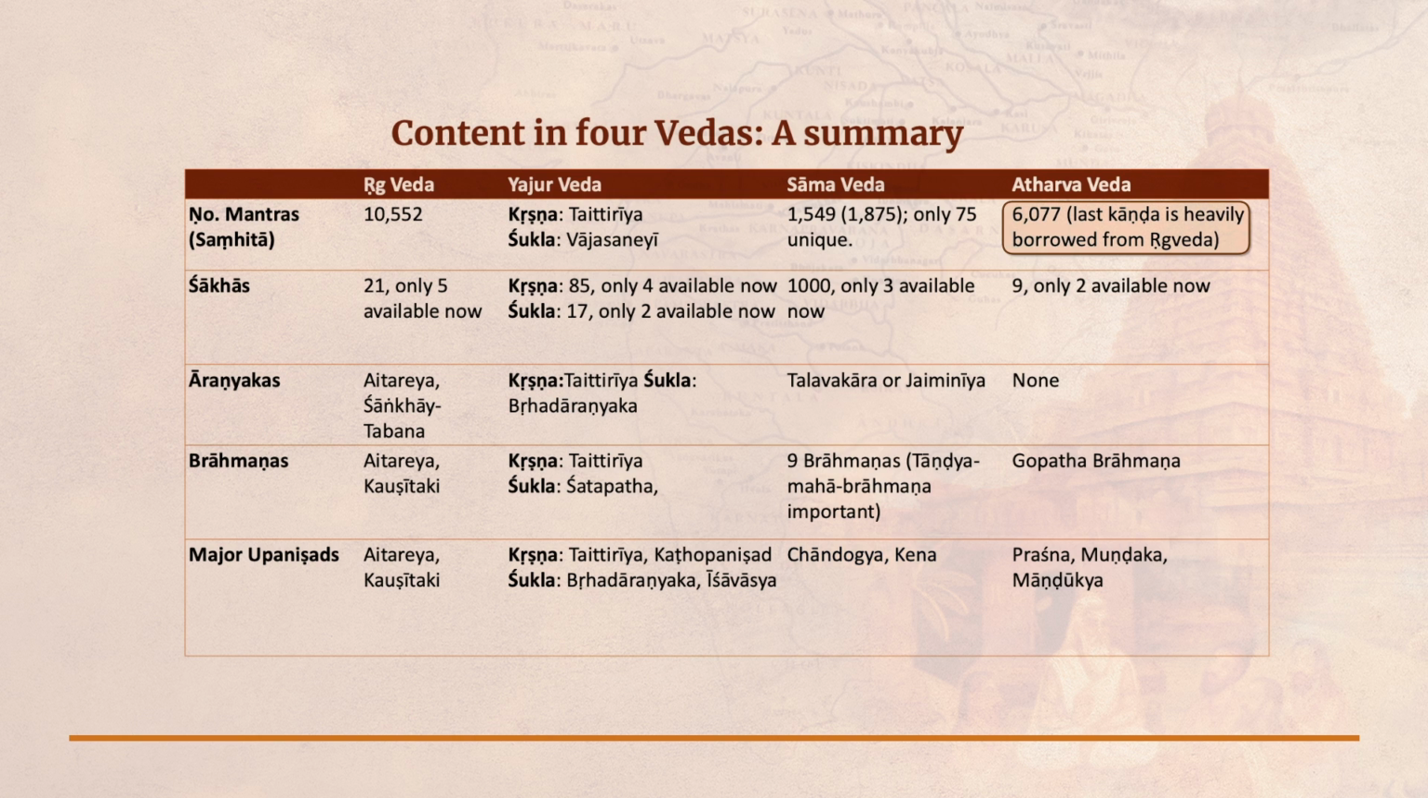And finally you have Atharva Veda, 6000 mantras, as I told you, heavily borrowed from Rig Veda. 9 shakas, only 2 are available now. There isn't any Aranyaka available today from Atharva Veda. The Gopatha Brahmana is associated with Atharva Veda, and these three Upanishads, Prashna Upanishad, Mundaka Upanishad and Mandukya Upanishad, all these are associated with Atharva Veda.